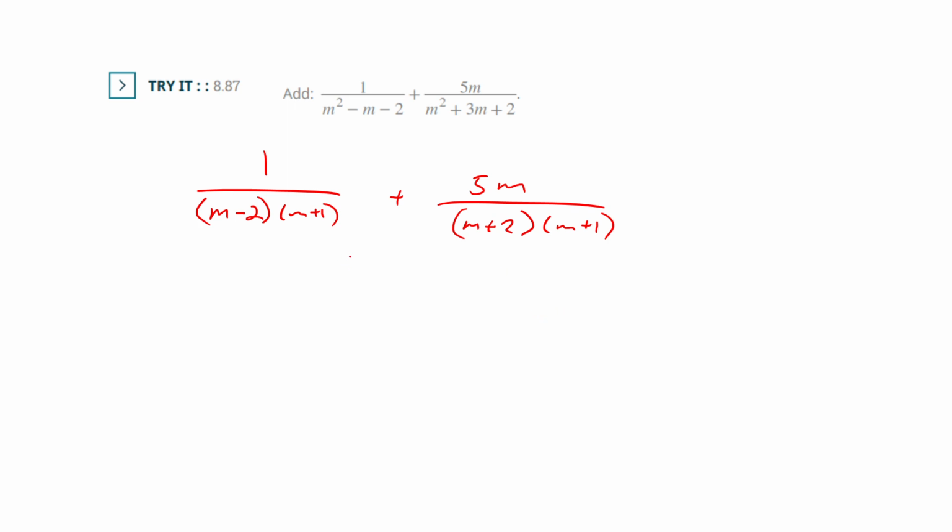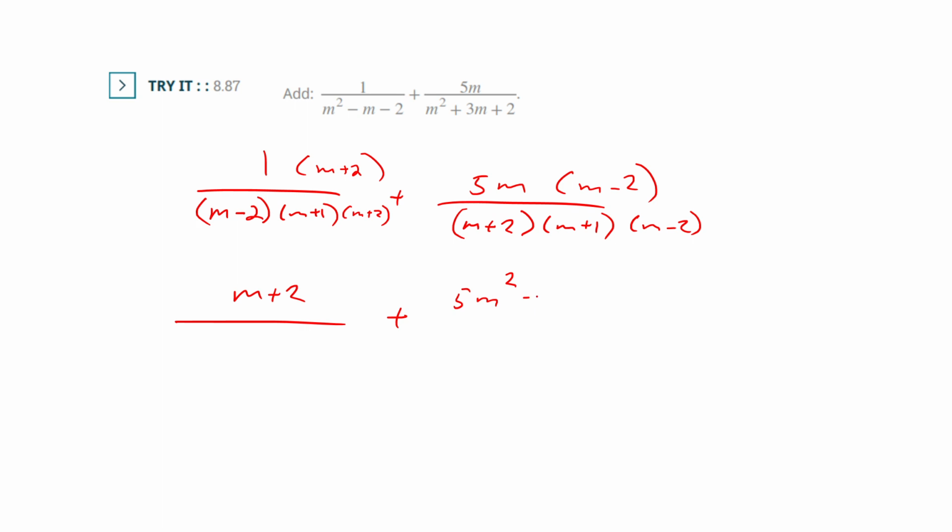Okay, so this side needs an m plus 2, so we'll give it to the top. This side needs an m minus 2, so we'll give that to the top. Alright, now we multiply. Now 1 times m plus 2 is just m plus 2. I'm not going to write that whole bottom out here. I'm just going to do this. So we've got 5m squared minus 10m. Alright, it's all over that LCD, but I'm going to save myself some heartache here. Now, let's add up 5m squared minus 9m plus 2.